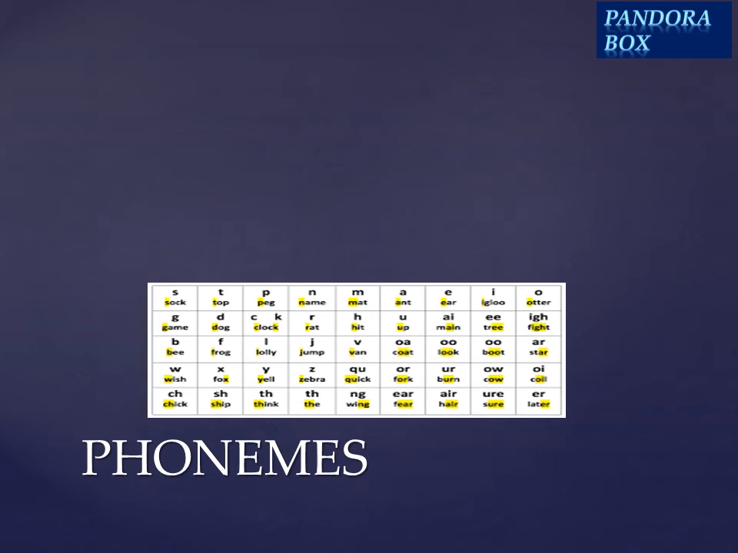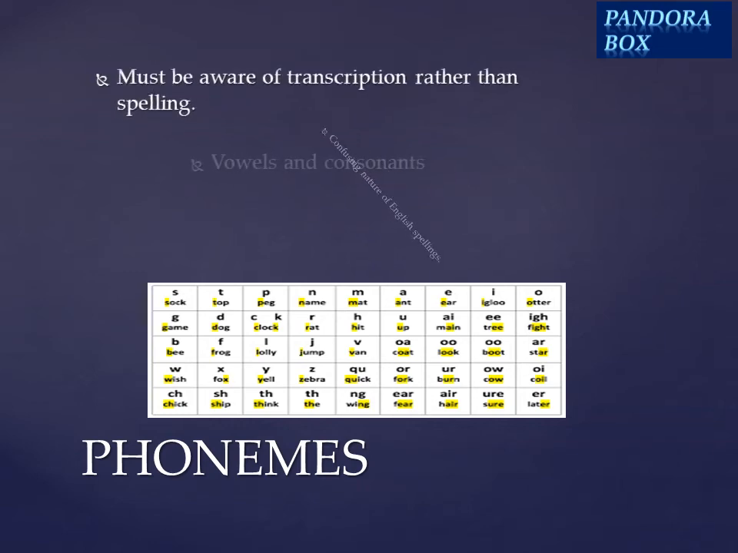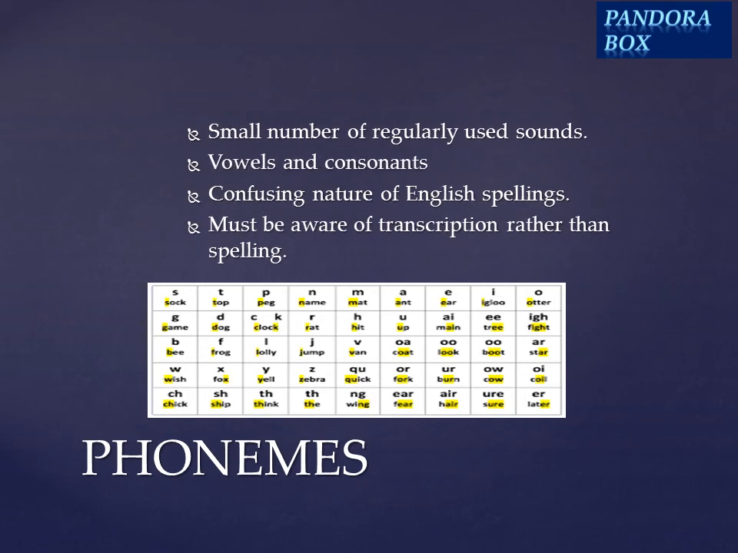Next, come to the phonemes. What are phonemes? Phonemes are the smallest units of speech sounds. They are the base vowels and consonants included. There is also the confusing nature of English spelling. We must be aware of the transcription rather than the spelling. Why are we saying that? Because of the confusing nature of English spelling. We will discuss it later.